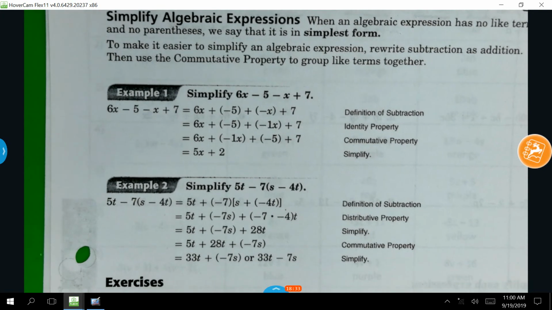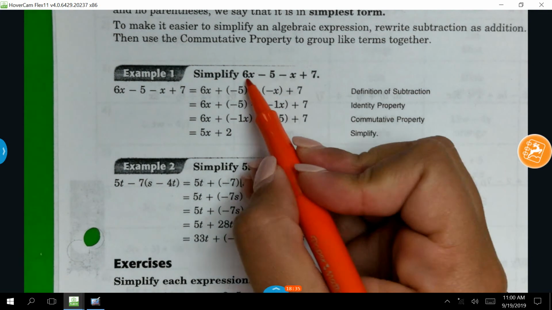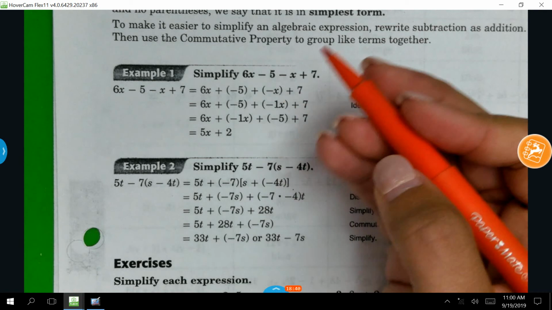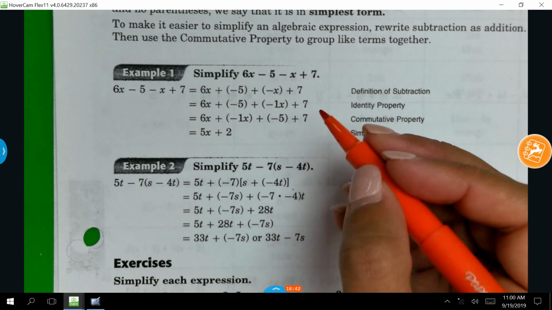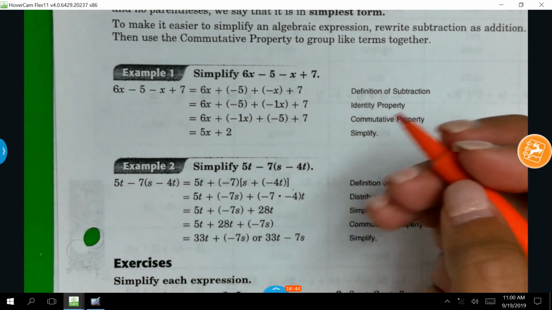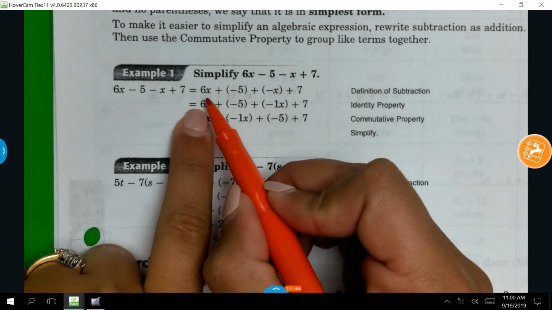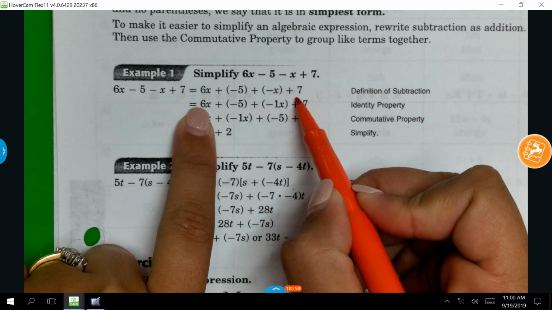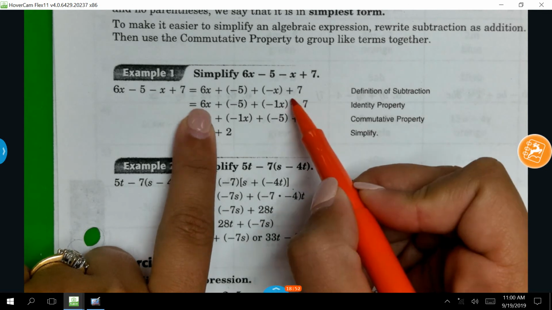So if we're looking at example number 1, I've got 6x minus 5 minus x plus 7. Remember, anytime I see a minus something, I want to go ahead and rewrite it as adding a negative. Okay. So when we rewrite that, that means I have 6x plus negative 5 plus negative x plus 7. Okay. Now I need to look at my like terms.